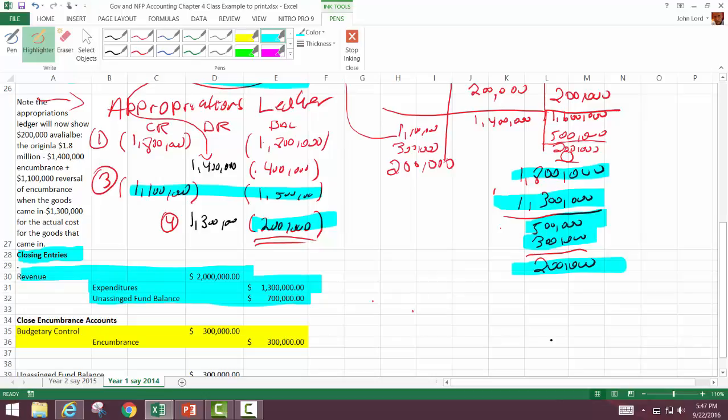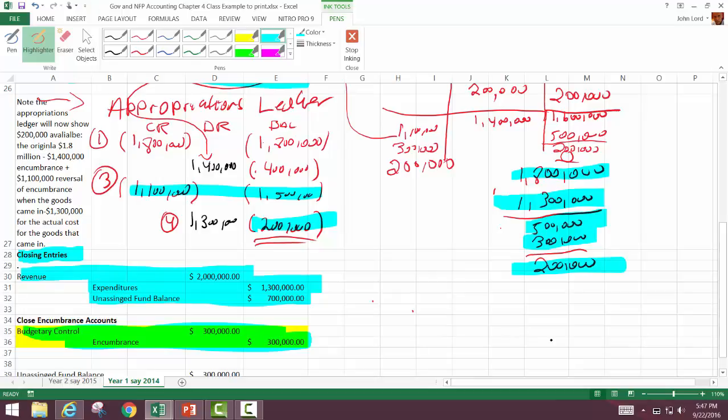Okay. Then what? Then you go ahead and you close that outstanding encumbrance. Remember, our encumbrances were still outstanding at 300,000. We had originally set it up for what? 1.4. We reversed out 1.1. So there was still 300,000 sitting in the encumbrance account, wasn't there? So I want to close that out. So I debit budgetary control. I credit encumbrance. That closes out my encumbrance account.